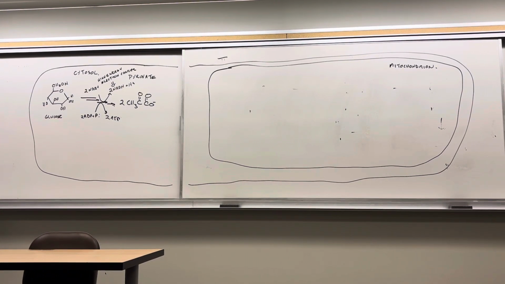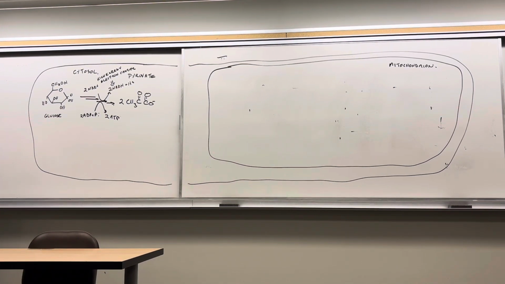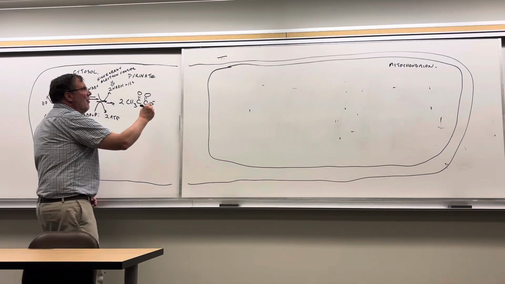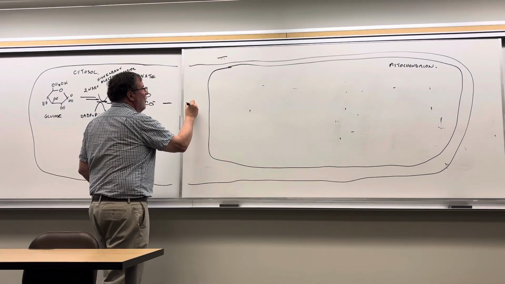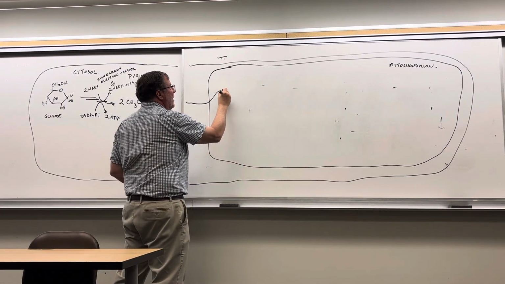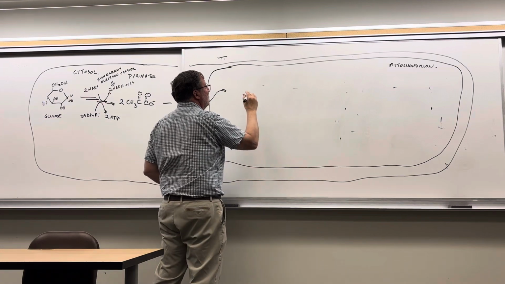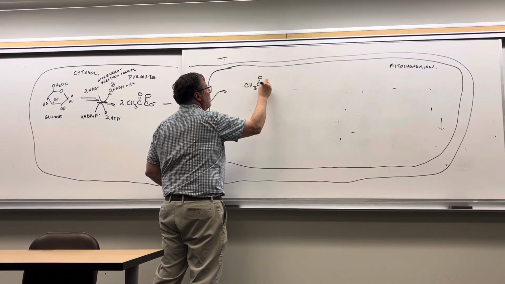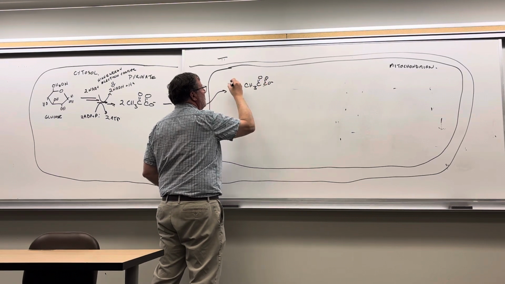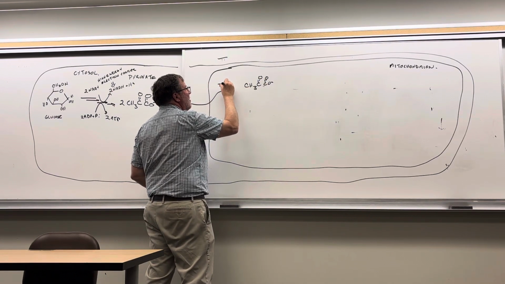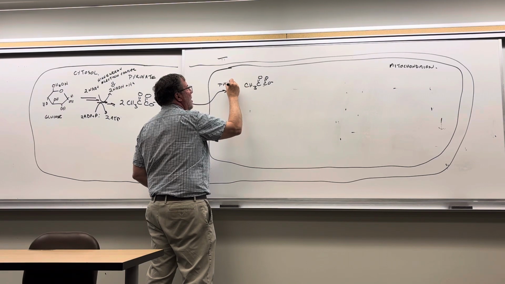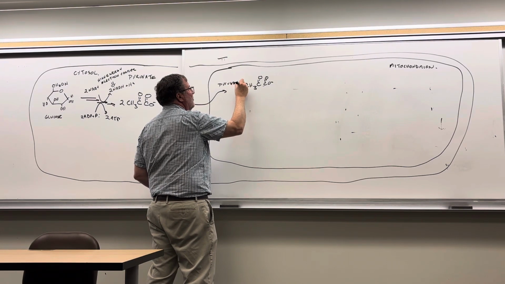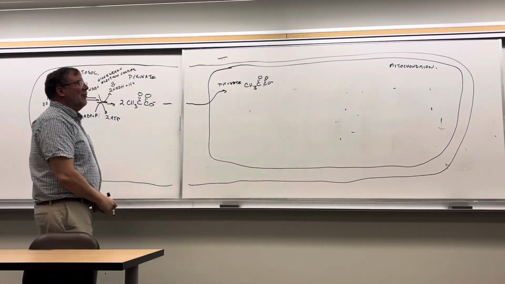All right, now what happens? Well, again, what we're trying to do is get to 6 CO2. Now the reaction comes this way. That pyruvate comes in here. And here's our pyruvate. Pyruvate comes into the mitochondrion.